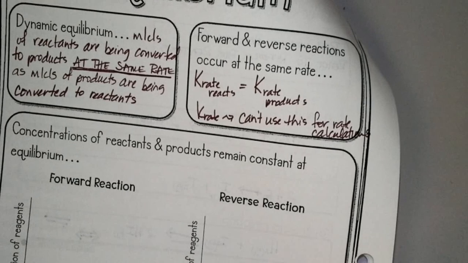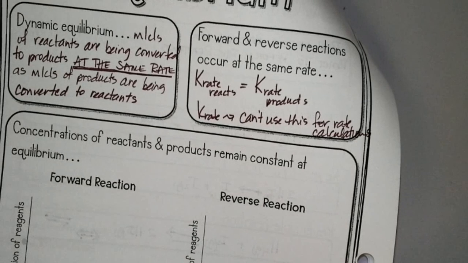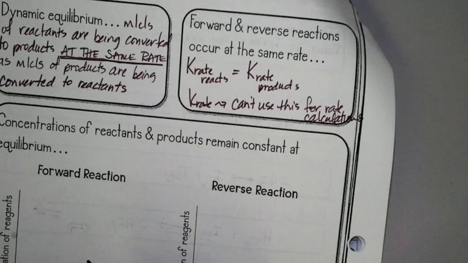Okay, so I'm going to grab two colors. You need two colors for this graph because we're going to have two lines on the same graph. So down here on the forward reaction, and I'm going to use this equation right here. So let's do H2 plus I2 produces 2HI. So we've got the products and we have the reactants.